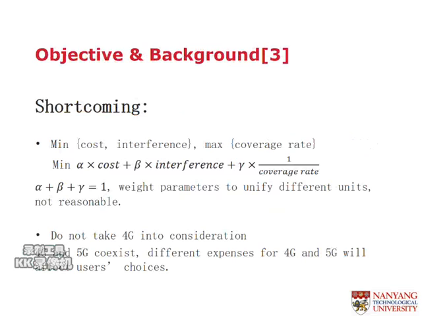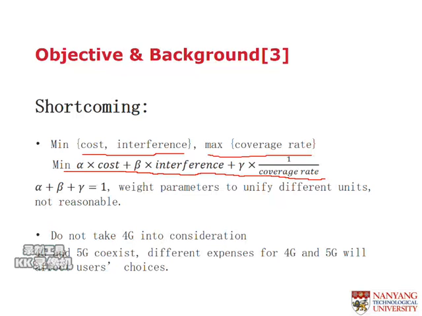Now I want to combine the objective and the background together to discuss, because how the model is built will determine what the objective function looks like. The original objective function wants to minimize the cost and the interference and maximize the coverage rate. So the objective function, which can be introduced briefly, is alpha times cost plus beta times interference plus gamma times 1 over coverage rate, where the sum of alpha, beta, and gamma is 1.